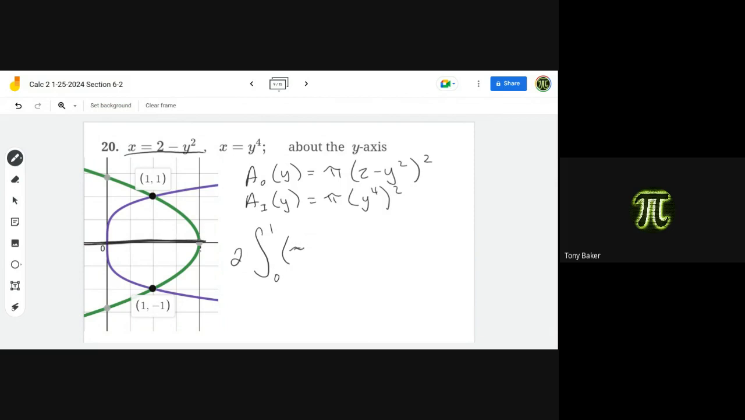So we've got pi (2 minus y squared) squared minus pi. Are you left to distribute that? Yeah, I'm going to do that in a second. I figured I'd write it all down and then I'll go through and distribute and clean it up a little bit. So that's my integral.